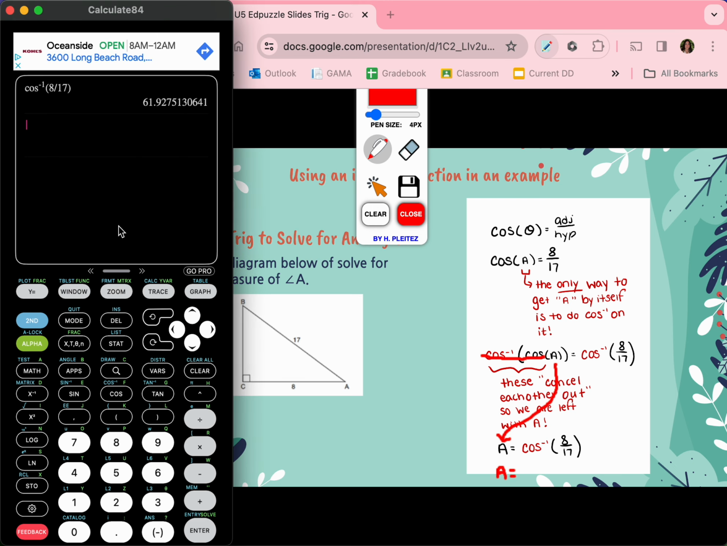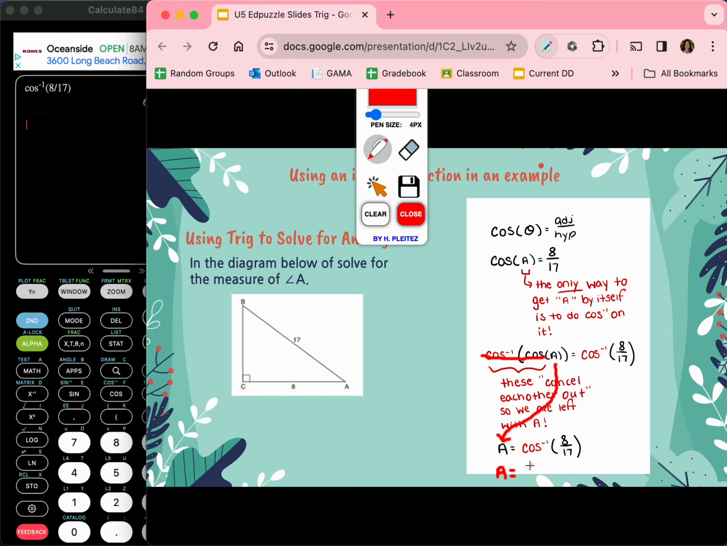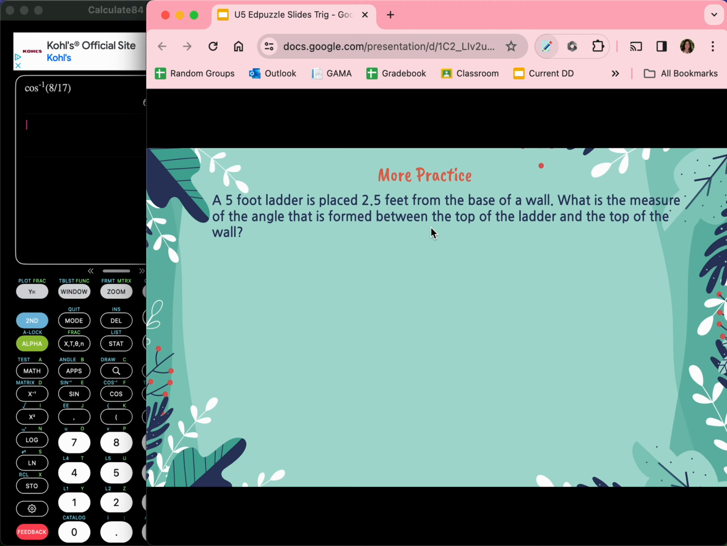So it would be 61.928 degrees, and that would be angle A, and we can go ahead and fill that in our picture, 61.928 degrees. All right, now we're going to do another example.